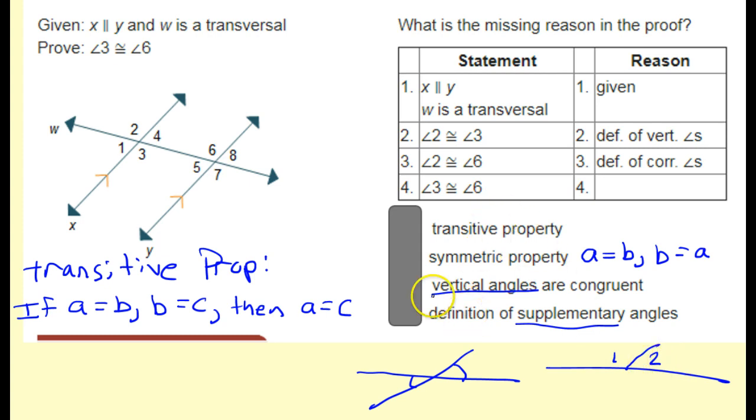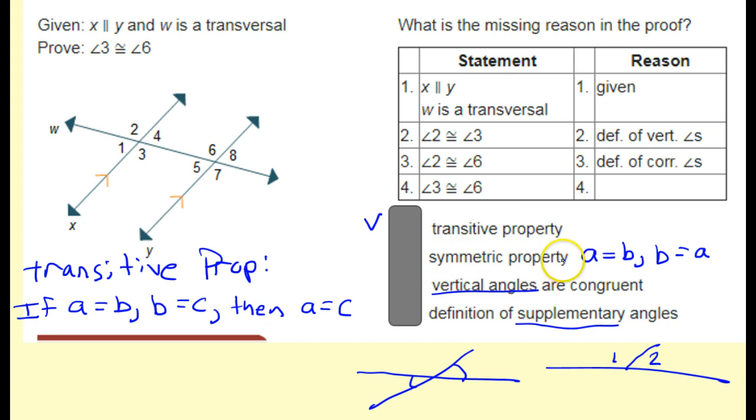So one of these four is going to be the reason. So let's see what they have up above here. They said angle 2 is congruent to angle 3, and then angle 2 is congruent to angle 6. So then angle 3 is congruent to angle 6. That sounds a little bit like the transitive property. Right now I'm leaning towards the transitive property. Okay, let's look at the other properties.